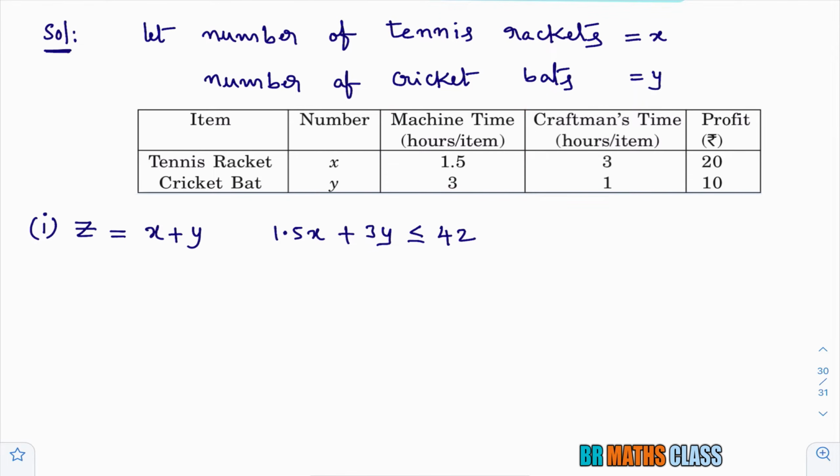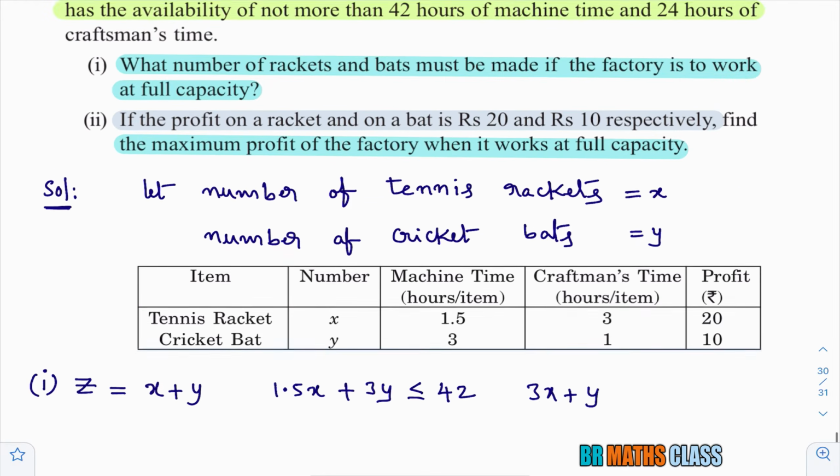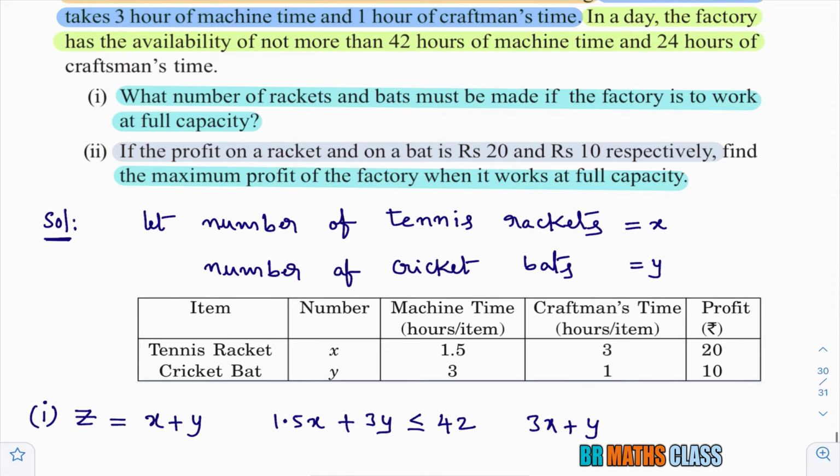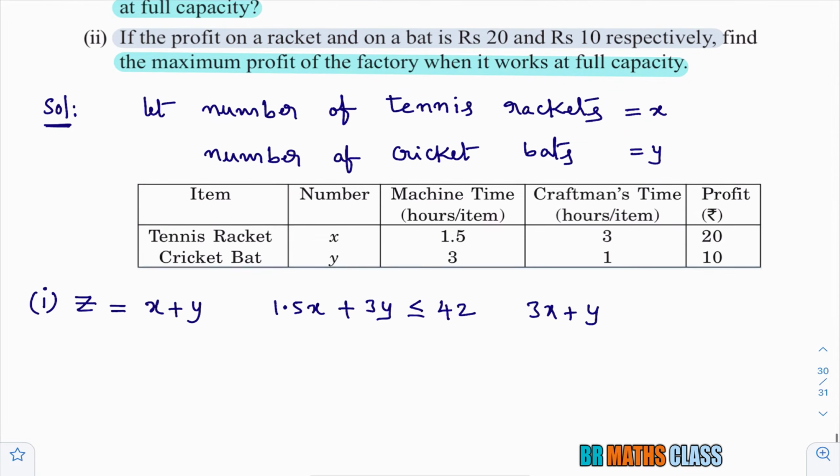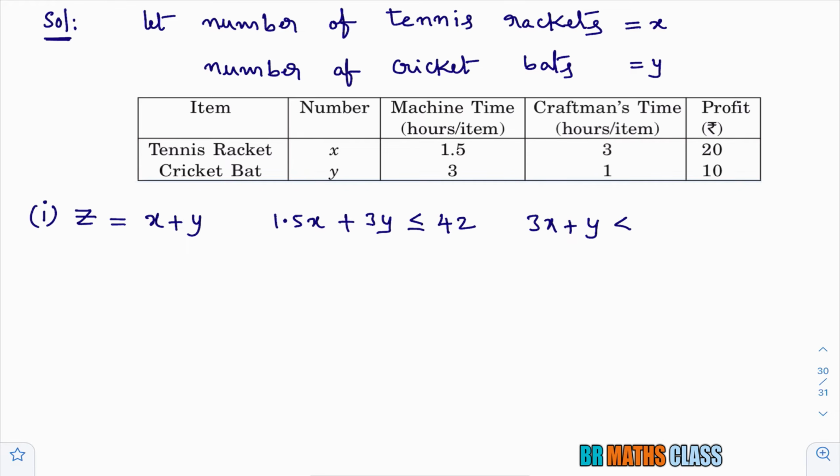Okay. Now this machine time constraint is over. Now I'll write the craftsman's time constraint. So what you will get is 3 into x plus 1 into y. 3x plus 1 into y, and 1 into y is nothing but y only. Craftsman time availability is 24 hours. They gave that in the question only. Look here, 24 hours of craftsman time availability, right? So I'll write this is less than or equal to 24.